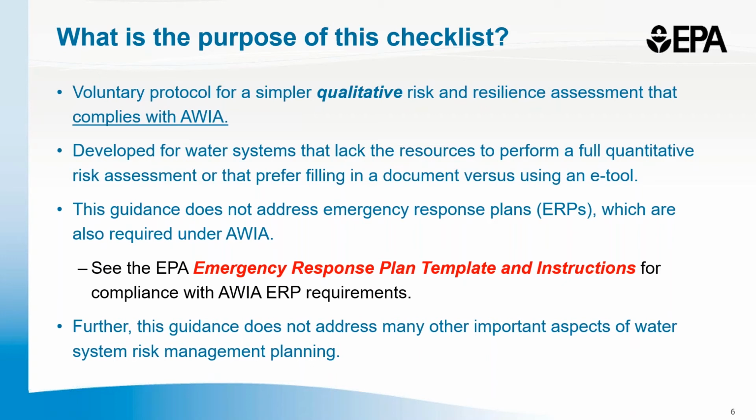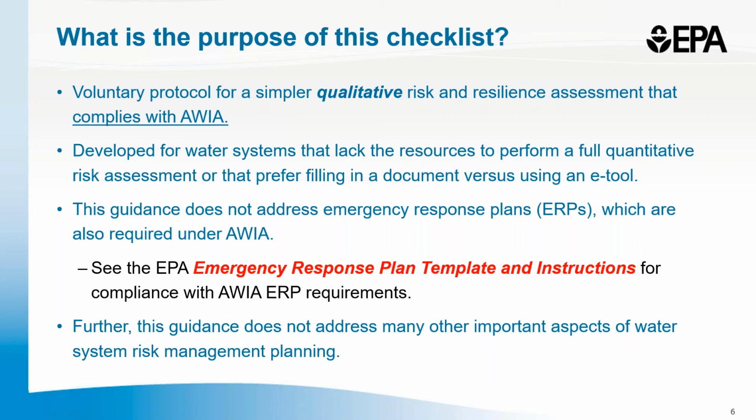The focus of the first half of my presentation will be on the Small Systems Risk and Resilience Assessment Checklist. This guidance is something that EPA developed as a voluntary protocol that provides a simpler qualitative risk and resilience assessment in comparison to, for example, VSAT, the vulnerability self-assessment tool that I'll refer to a little bit later in the presentation as well, that provides a much more detailed quantitative risk and resilience assessment.